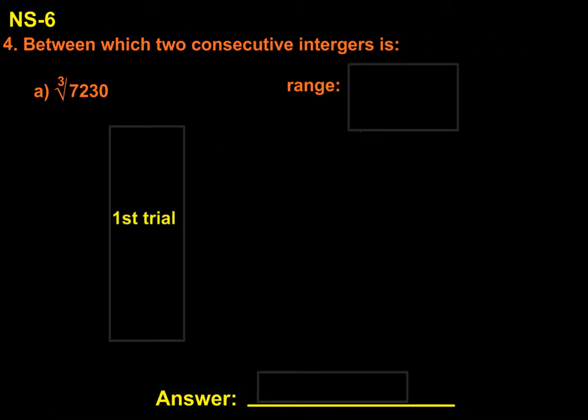And lastly, we'll take a look at question number 4. Between which two consecutive integers is, in this case A, the cube root of 7230? When thinking about cube roots, it's good to have a range. So it's probably a good idea to remember that 10 cubed is 1,000 and 20 cubed is 8,000. And that's a nice big range.